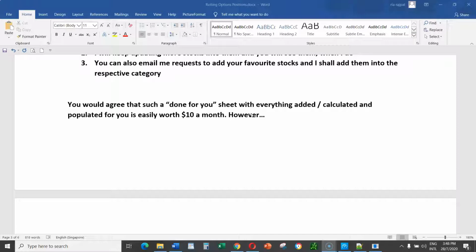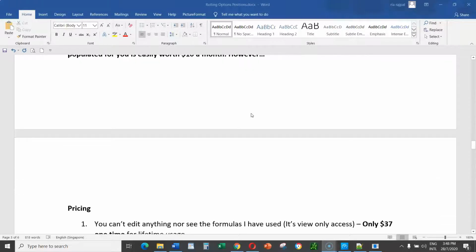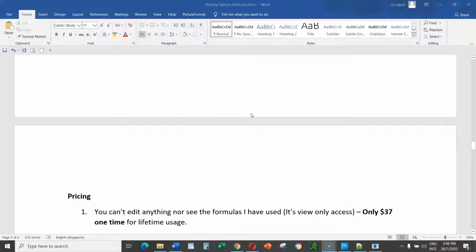However, what I want to do is make this very economical, so that it's very affordable to anybody and everybody, including those who are beginners, right? So that this really helps you. And so I'm putting in this very special offer, where you can get this at just $37 as a one-time payment, right, for lifetime usage. And this is the view only access, that you can see everything like I showed you. And you would agree with me that with all the hard work I have put in to create this, $37 is less than what it costs for a meal.